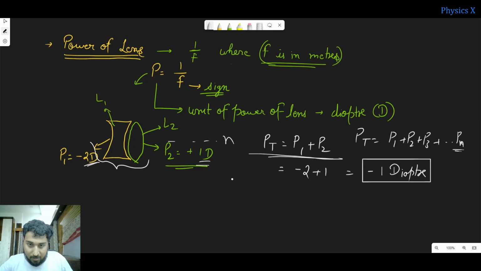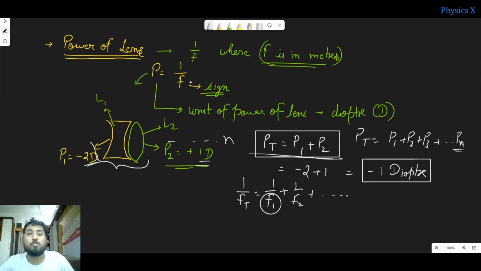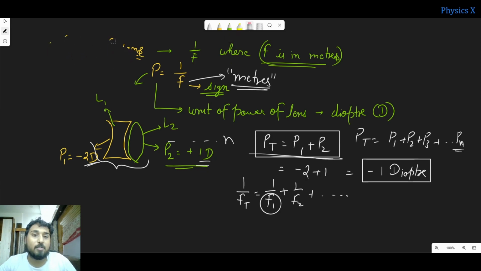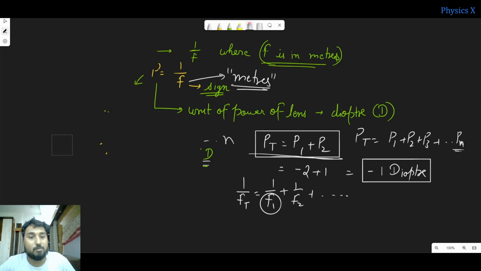And if they ask you about the net focal length of the system, you know that power is equal to 1 by f. So the net focal length of the system is 1 by f1 plus 1 by f2 and so on. And remember that, please, this focal length should be in meters. This is important, right? So this is what we saw about the power of lens. Now you know about the power of lens also. This was the only topic which was remaining.